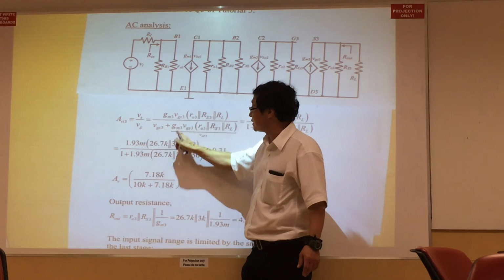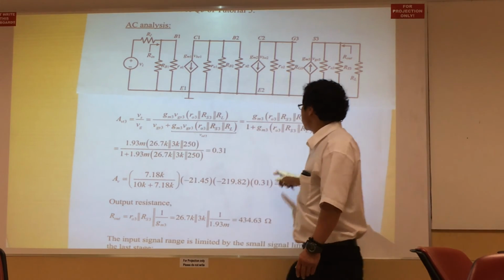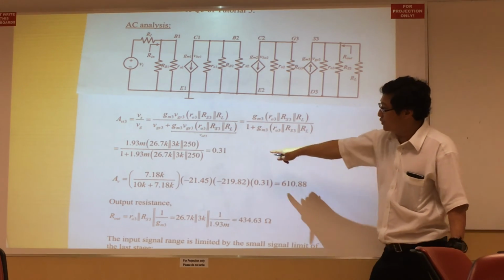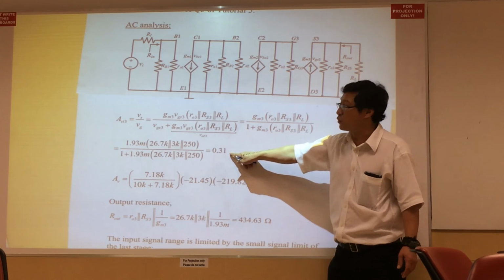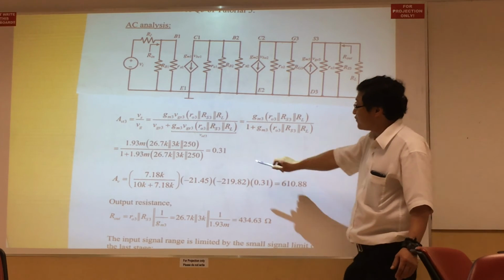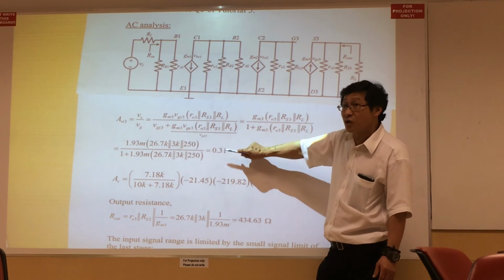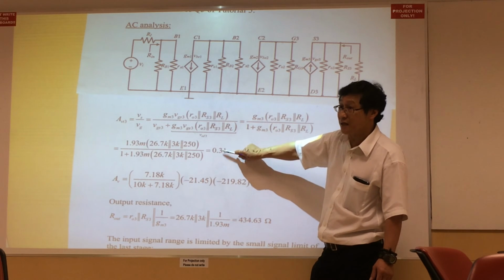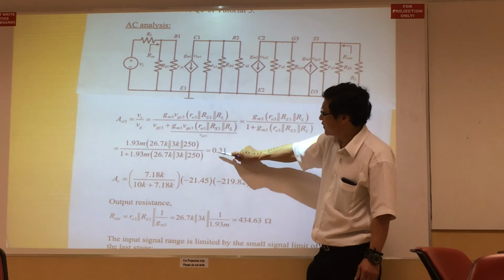So you end up with this equation. Get rid of VGS, you get this equation, substitute the value, and you find that the gain is 0.31. Realize that the value is smaller than 1 because it is a source follower. The voltage gain has to be smaller than 1. At the largest, it is 1. It cannot be more than 1. It is always in phase because the source follows the gate. So it is in phase.